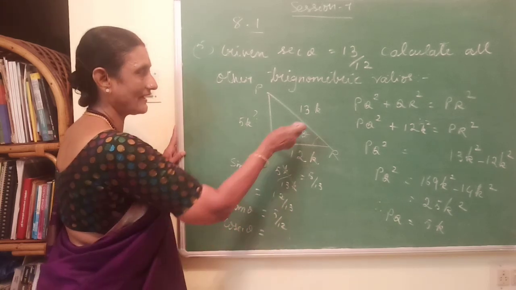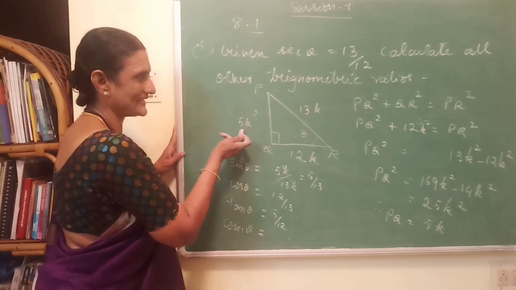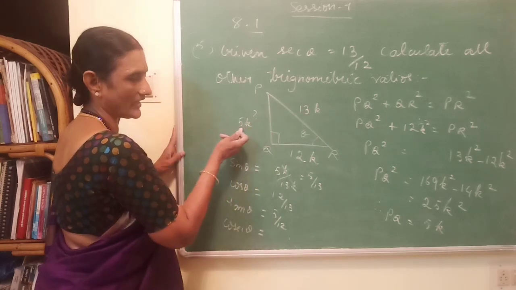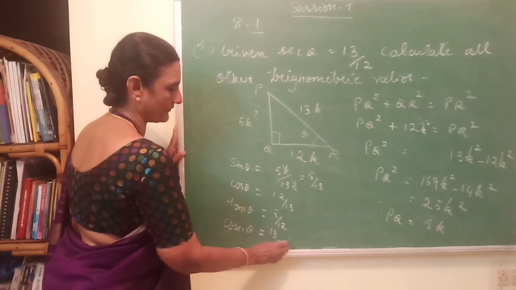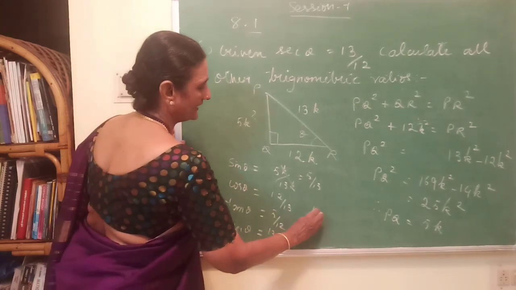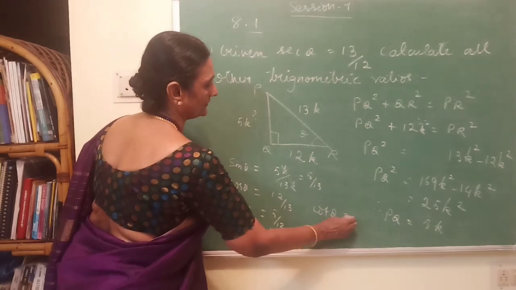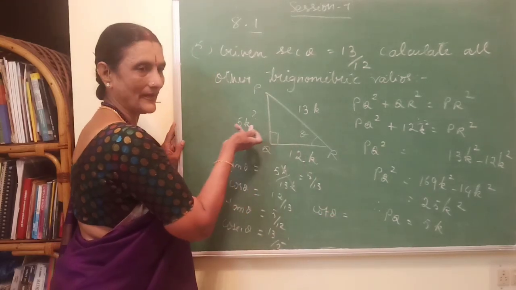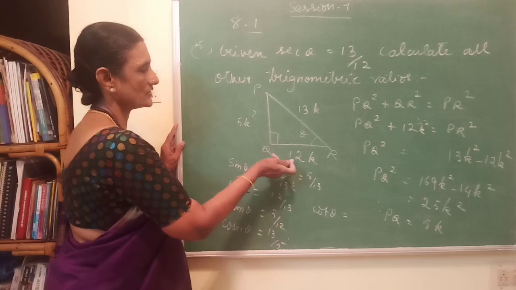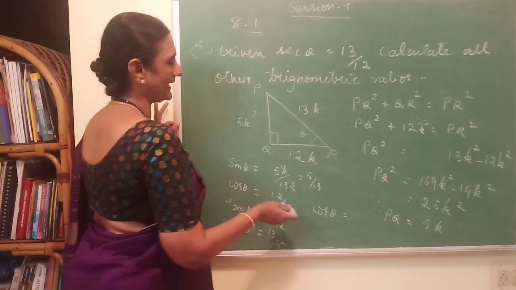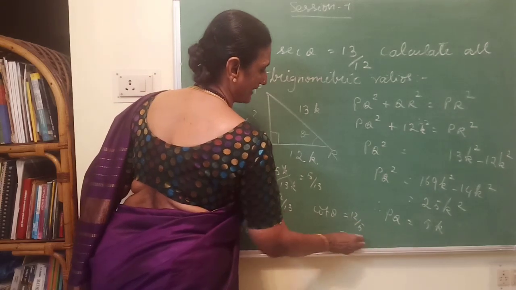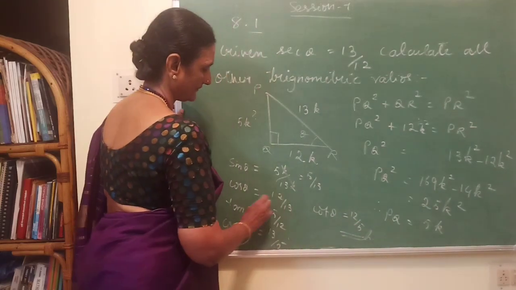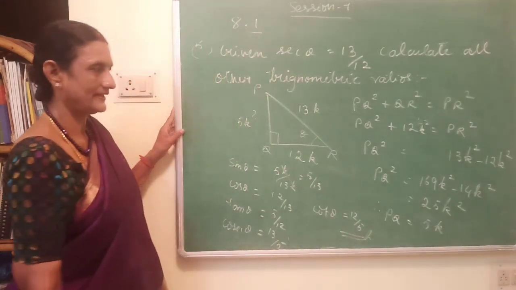Then cosecant theta. Cosecant theta is hypotenuse divided by opposite. Here 13k by 5k. So k and k cancel. It is 13 by 5. And finally, cot theta is equal to adjacent divided by the opposite. So 12k divided by 5k. K and k cancel. We get 12 by 5 as the answer. So, you please take down this sum also.